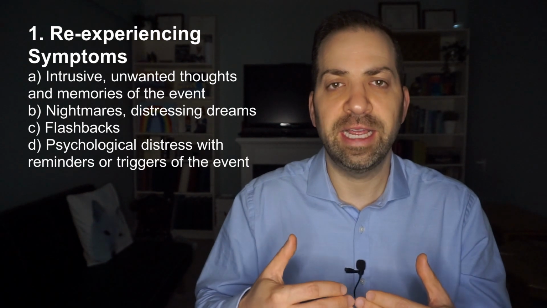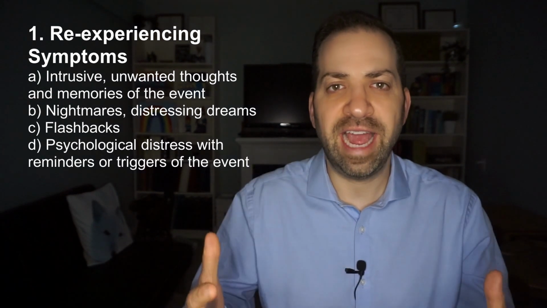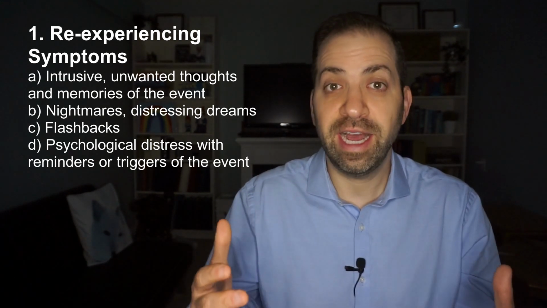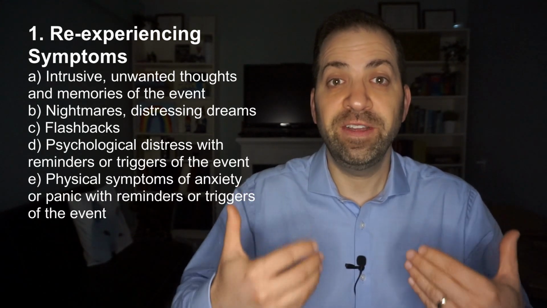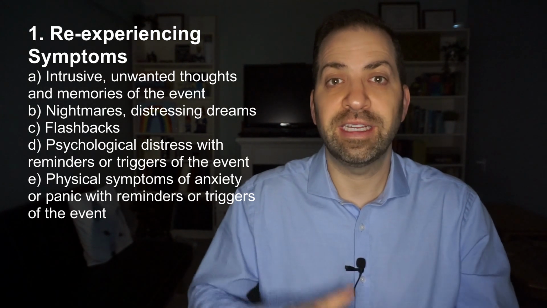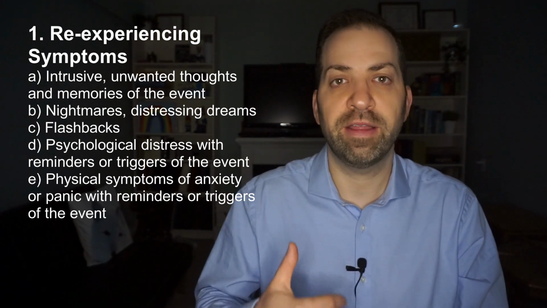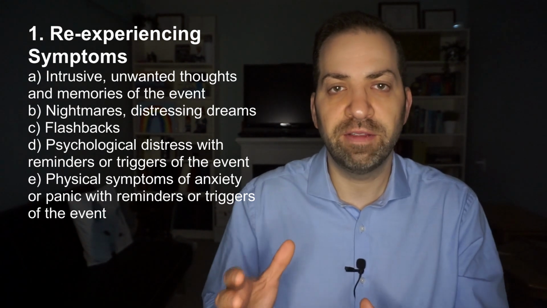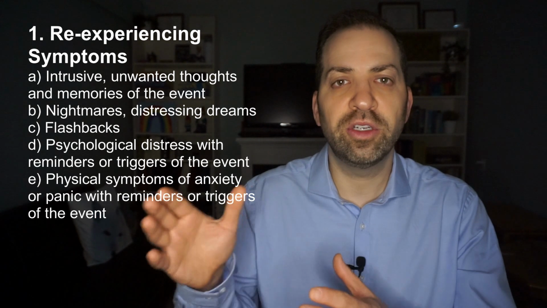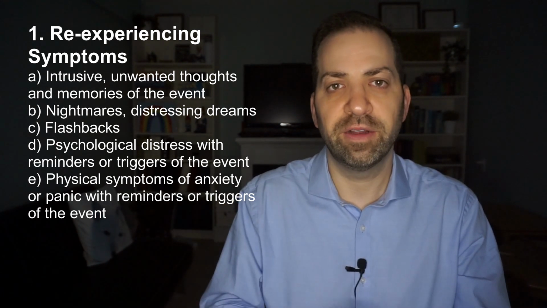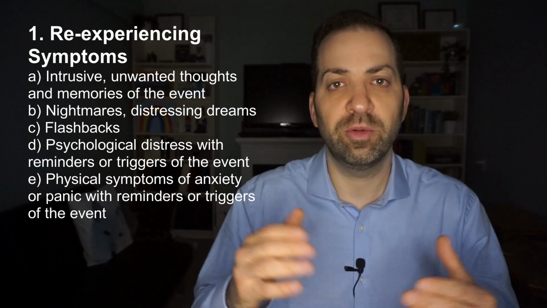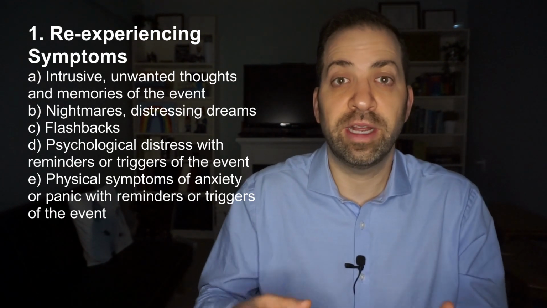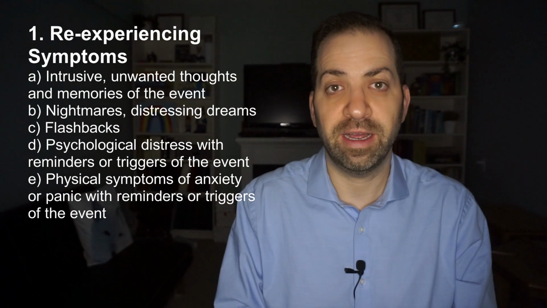So things like intense anger or high levels of anxiety or panic or panic attacks, where a person actually experiences physiological symptoms like accelerated heart rate, shortness of breath, muscle tension, trembling, shaking, those types of things in response to triggers or reminders of the traumatic event. So if a person's in a situation where something reminds them of the event, they get really anxious and distressed and could potentially have a panic attack.